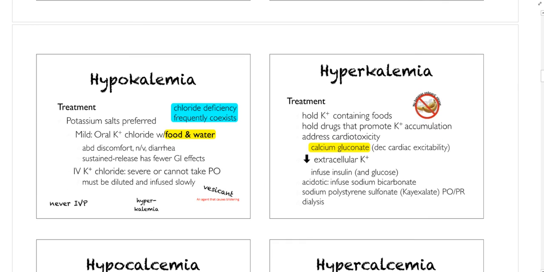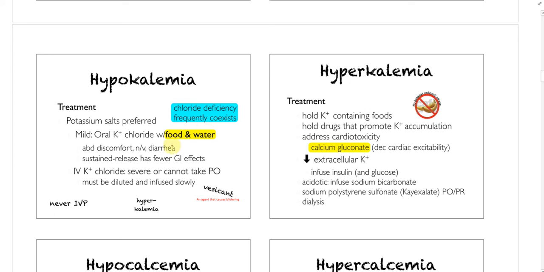So with hypokalemia, we're going to give them some potassium salts. Those potassium salts are going to have chloride in them for the most part, because generally when we have hypokalemia, we're going to also have that chloride deficiency, hypochloremia. I'm not sure if that's the right word. And so we're going to treat both together at the same time.